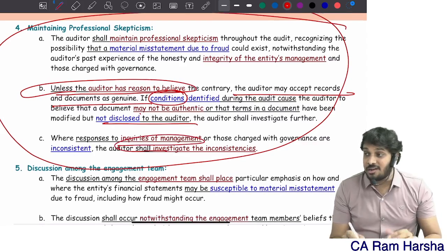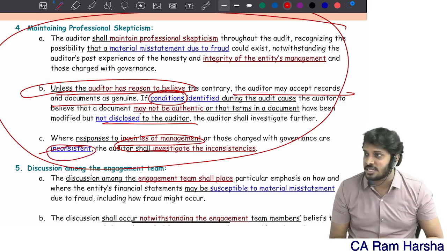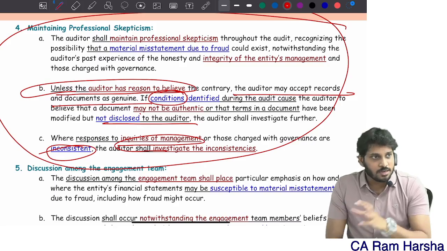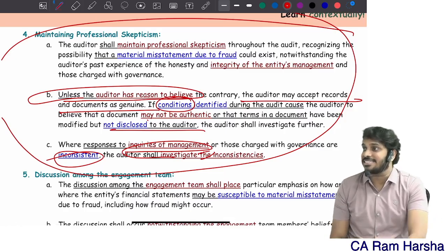Suppose when you're talking to people, when you're talking to top management, you find a response which is inconsistent. Like the director is saying one number, the accountant is saying another number, meaning some inconsistency. Investigate the inconsistency. Yes or no?